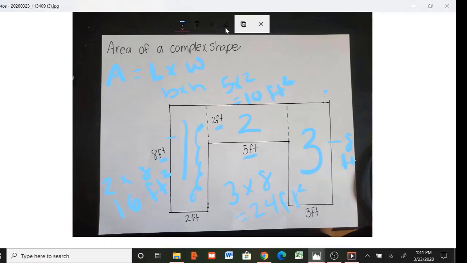Sorry. We're going to do 16 plus 10 plus 24, all 3 areas. And we would get 50, okay? 50 feet squared, all right? So when we look at this complex shape, we found the area. First, we looked at what shapes it had, and then we found the area of each of those shapes, and then added it together using addition, and we got 50 feet squared, okay?